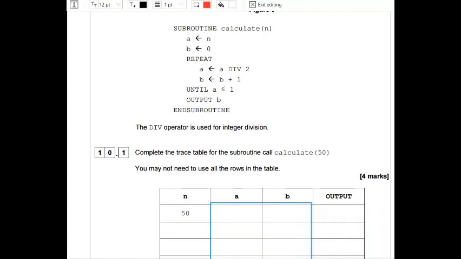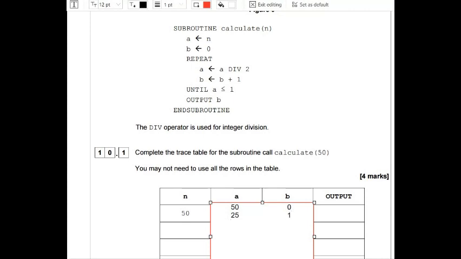So what have we got? So 50. That's going to be a 50. Second one's going to be a 0. So 50, we are dividing that by 2. That's going to give us 25. And then b plus 1. So it's 0 plus 1 is 1. So we've incremented that by 1.